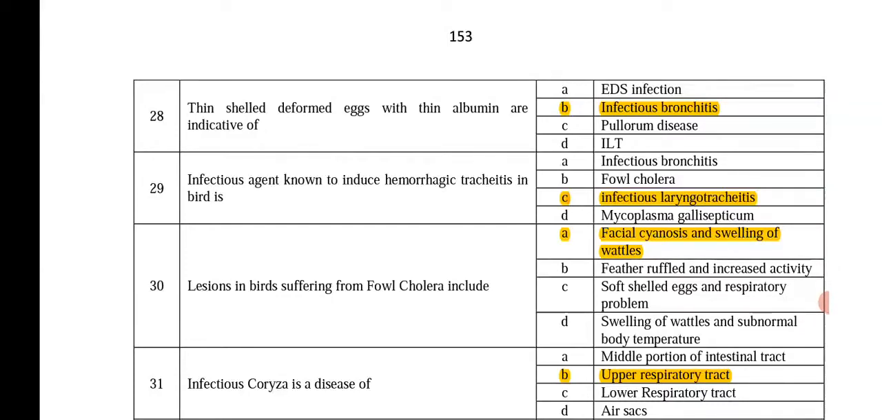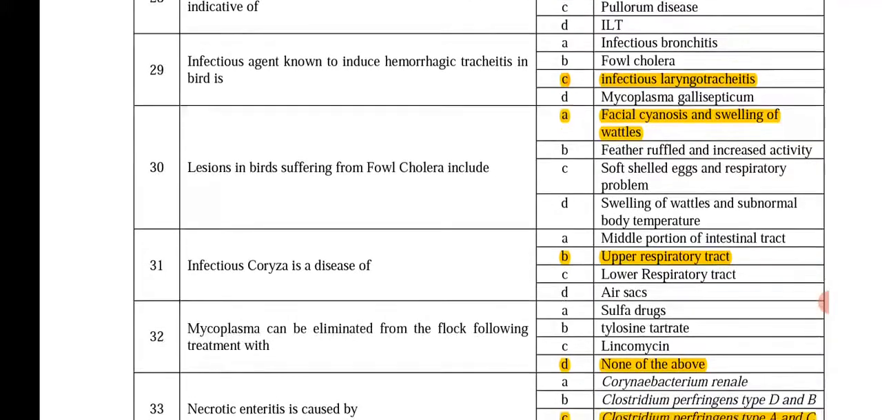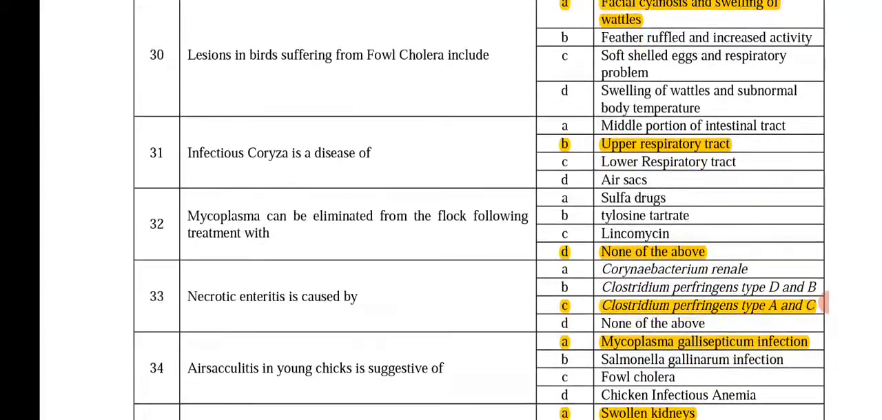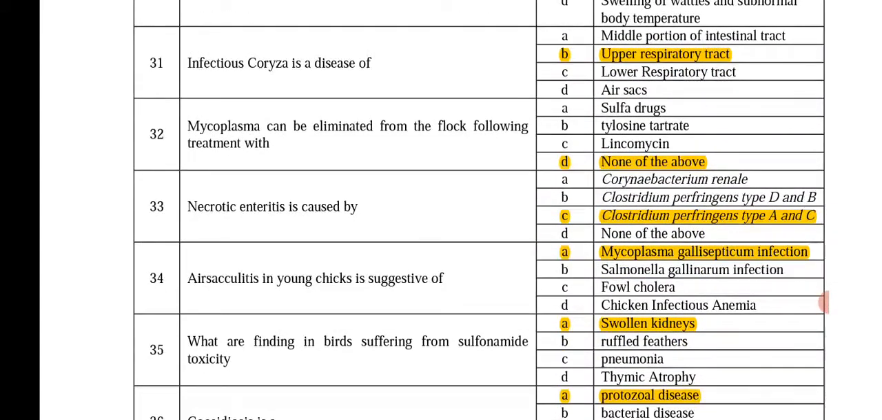The infectious agent known to induce hemorrhagic tracheitis in birds is infectious laryngotracheitis. Layers in birds suffering from fowl cholera show facial cyanosis and swelling of wattles. Infectious coryza is a disease of the upper respiratory tract. Mycoplasma can be eliminated by the following treatment: none of the above.